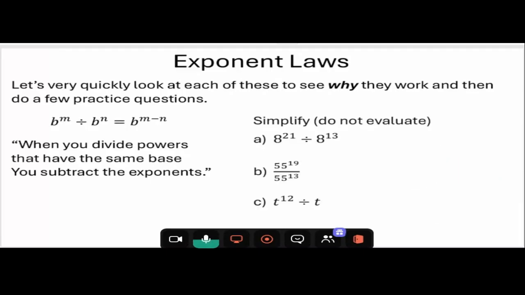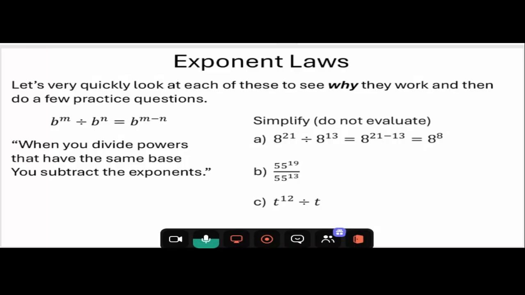So here, let's try a few. Dividing, the bases are the same. I'm not going to pause right now in class, but if you are watching the video, you can always pause and try them and then see. So we're dividing. The bases are the same, so we subtract the exponents. 8 to the 21 divided by 8 to the 13 is equal to 8 to the power of 21 minus 13, which is 8 to the power of 8.